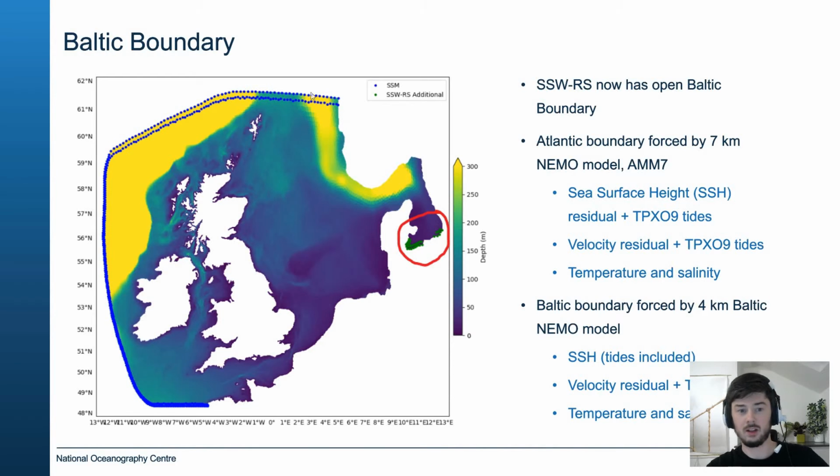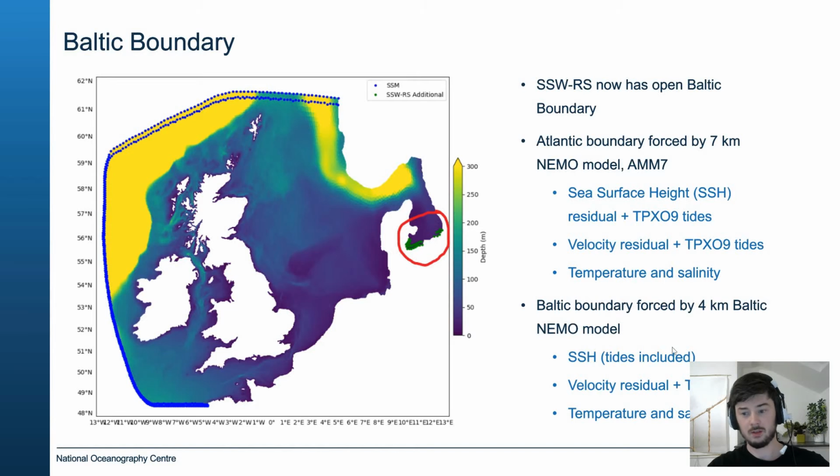The Atlantic boundary needs interannual variability, which we take from the 7 kilometre NEMO model AMM7. So for sea surface height, we get the daily residual and add in TPX09 harmonic tides to that across all the nodes. Same for the velocity, we get the residual from the AMM7 and add in TPX09 harmonic tides. And then temperature and salinity just come direct from the model.